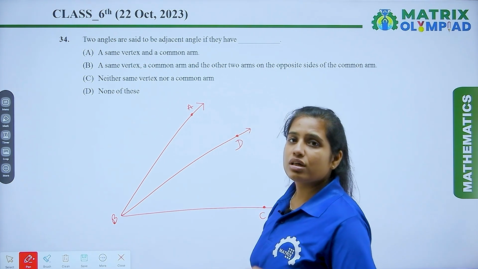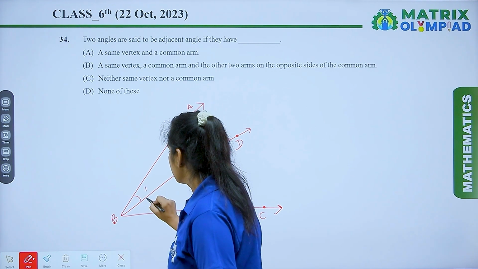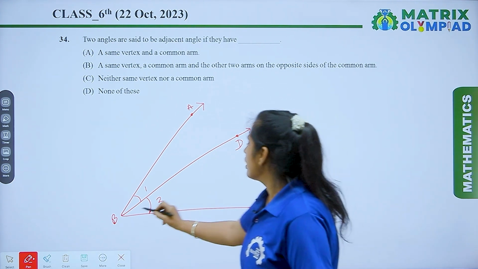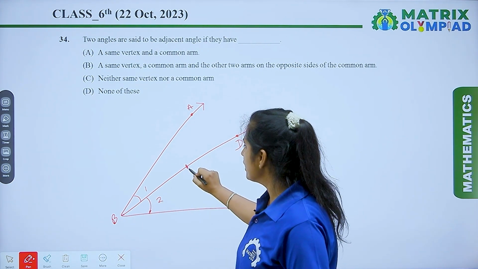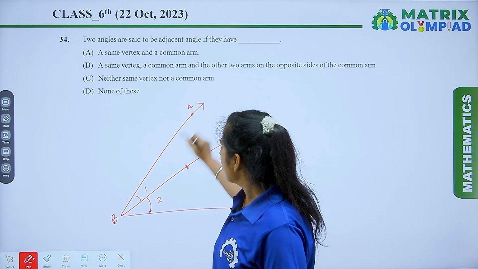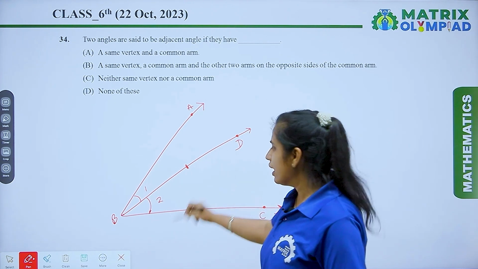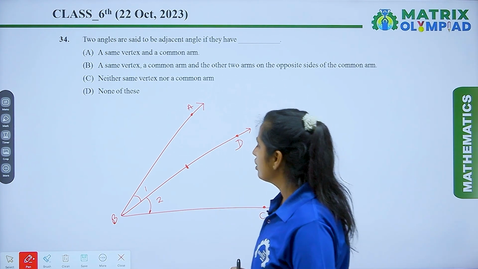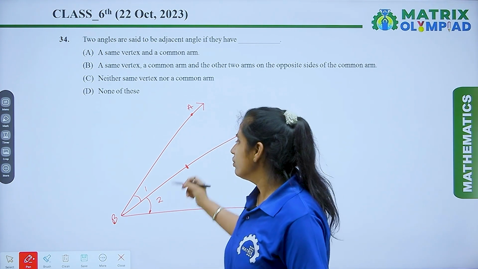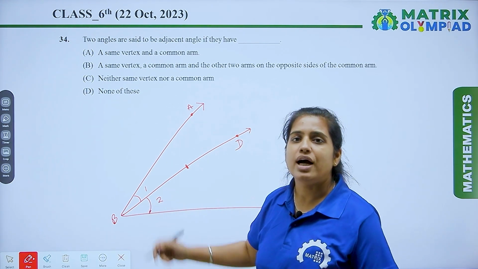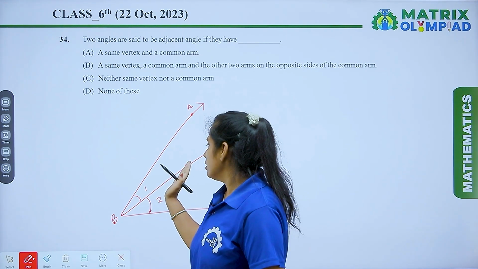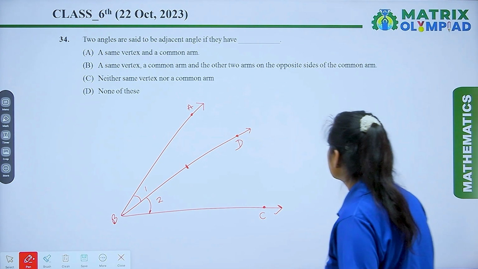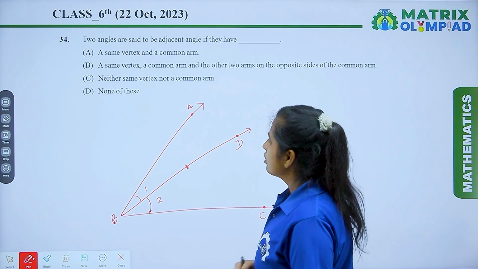Now this is the figure of two angles, angle 1 and angle 2. They do not overlap each other. They have a common arm, that is BD. Here AB is opposite to BD, and for angle 2, BC is opposite to arm BD. So we have a common vertex, common arm, and the third thing is the common arm is opposite to the uncommon arm. So here let's find out the correct option.